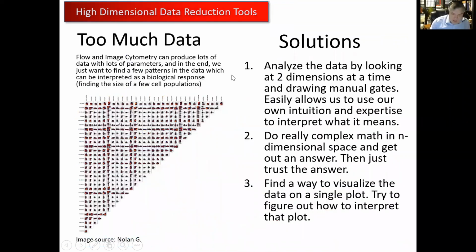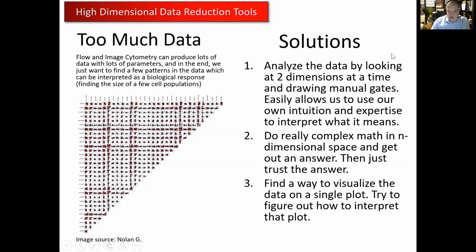So where I want to start today is, why are we using high dimensional data reduction tools? Why are we even considering using t-SNE? So really the problem is too much data, right? Having more parameters and more data is a good thing in my opinion.